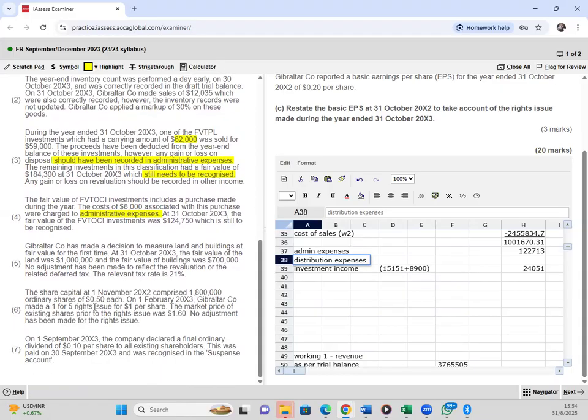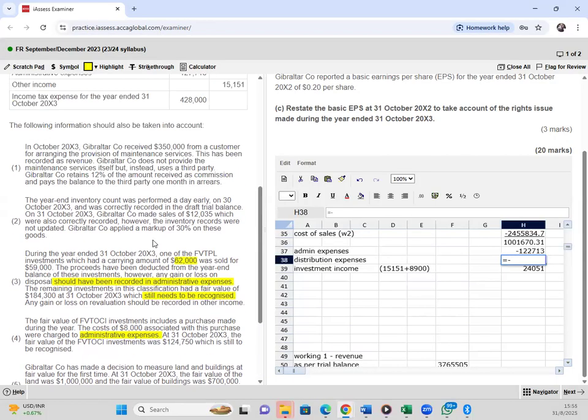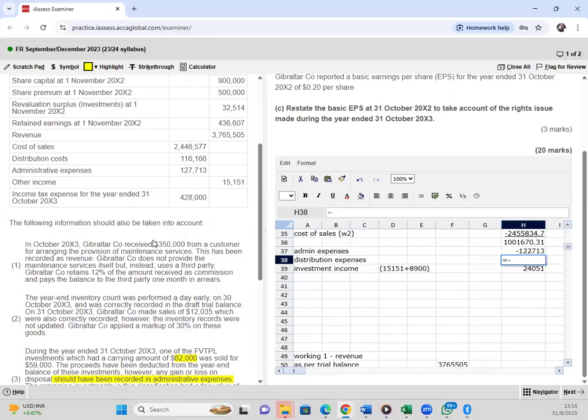So on 5, 6, 7, anything to do with distribution expenses? The company has made a decision to measure land and buildings at fair value. The fair value of the land and the fair value of the building was 700. No adjustment has been made to reflect the revaluation. The share capital, those are shares, they don't affect distribution unless there was an error made where it was recorded. No. On 1 September, the company declared a dividend. Dividends are not removed directly from the income statement. So the distribution expenses, for now, let's just take them as they are given. The distribution expenses, 116,166.